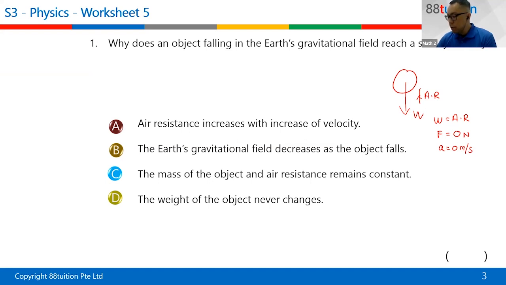So air resistance increases with increase of velocity. The Earth's gravitational field decreases as the object falls. This is no. The mass of the object and the air resistance remain constant. Weight of the object never changes. So the answer should be D. All right, next.